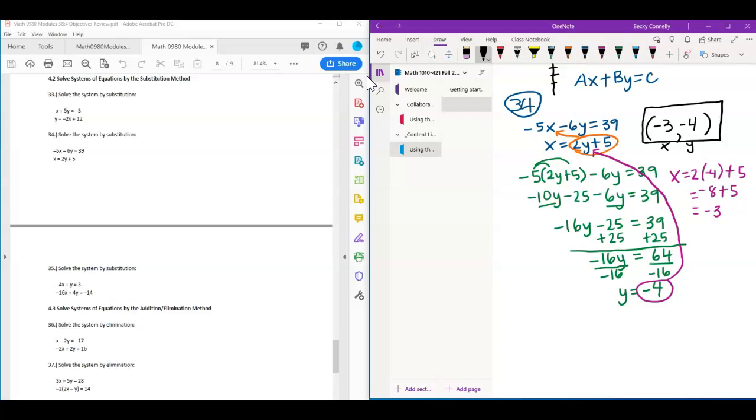Now, you probably don't need to write it as an ordered pair unless it says to on the exam, but if not, you can just keep it in these forms and make sure that it's clear, right, what your x is and what your y is.